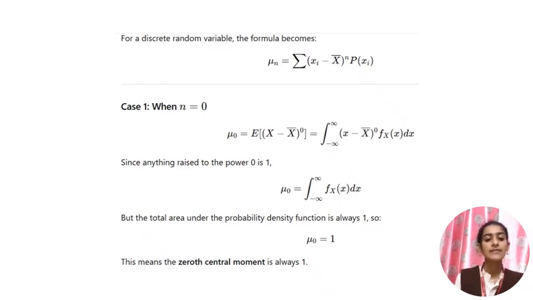Case 1. When n equal to 0. Mu_0 equal to E of x minus x bar power 0 equal to integral from minus infinity to infinity x minus x bar power 0 f_X of x dx. Since anything raised to the power 0 is 1, mu_0 equal to integral from minus infinity to infinity f_X of x dx. But the total area under the probability density function is always 1. So mu_0 equal to 1. This means the zeroth central moment is always 1.